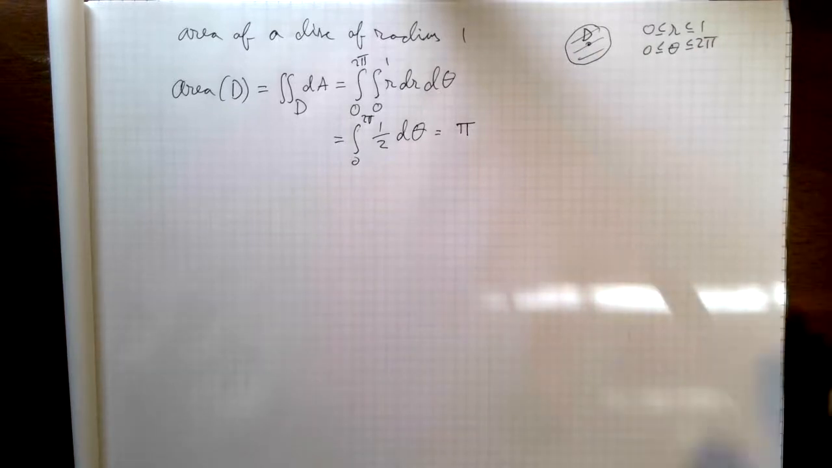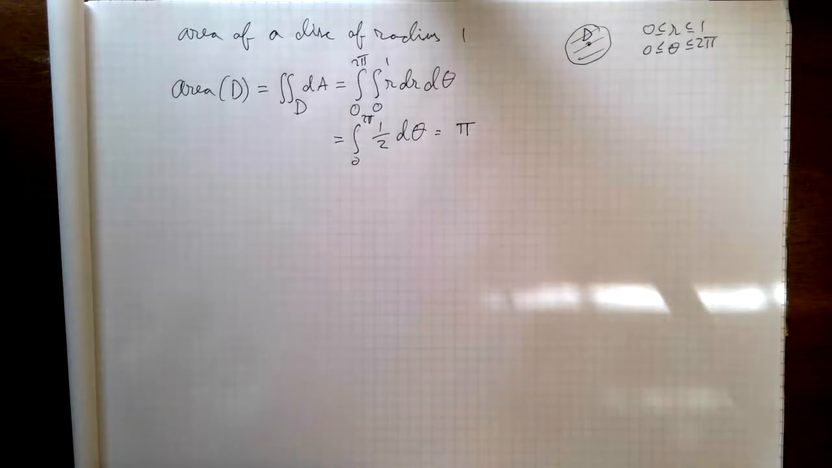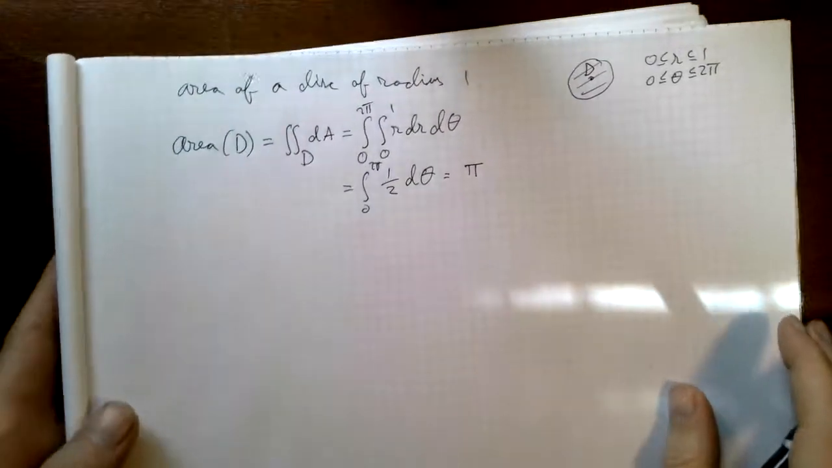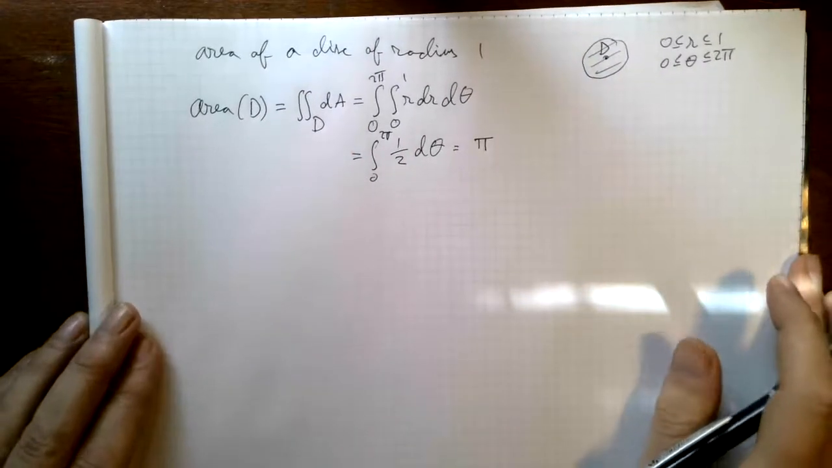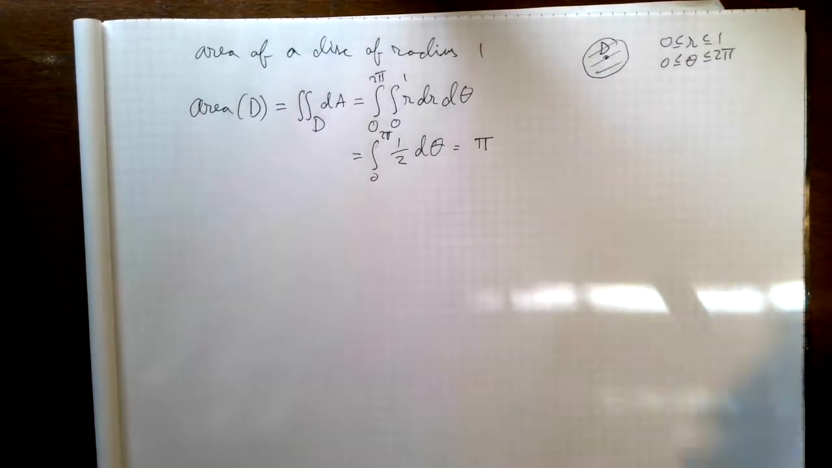The area of a circle of radius r is pi r squared, right? In this case, the radius is 1, so pi. Okay, there's no trig substitution. Of course, this is a very simple example, but yeah.